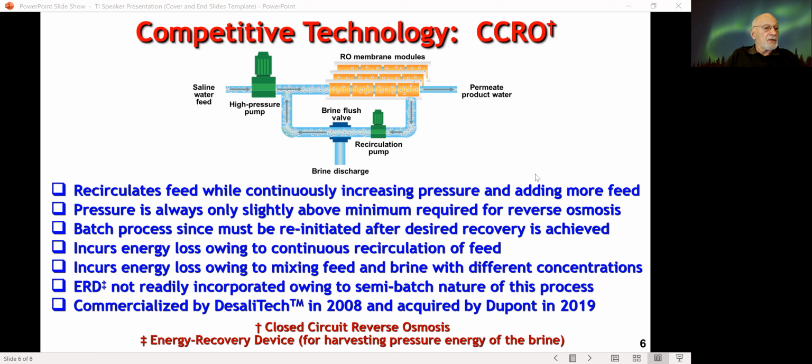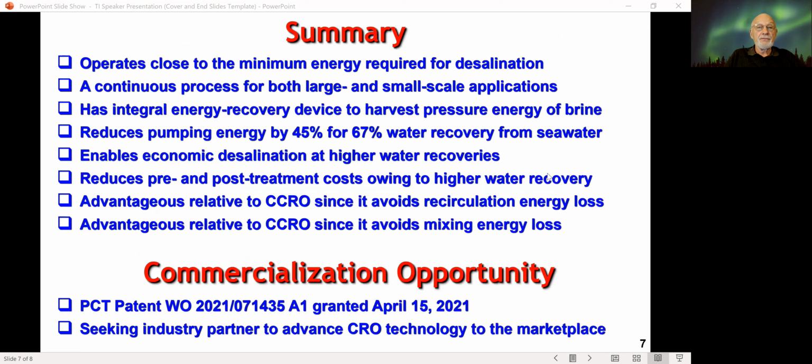However, closed-circuit reverse osmosis is a batch process that incurs significant energy losses owing to recirculating the feed and to mixing fresh seawater with the concentrated recirculating feed. The advantages offered by centrifugal reverse osmosis are summarized in this slide. It is a continuous desalination process that operates at the minimum required pumping energy. For example, for a typical seawater feed, it can reduce the specific energy consumption relative to conventional reverse osmosis by 45% for a 67% water recovery.